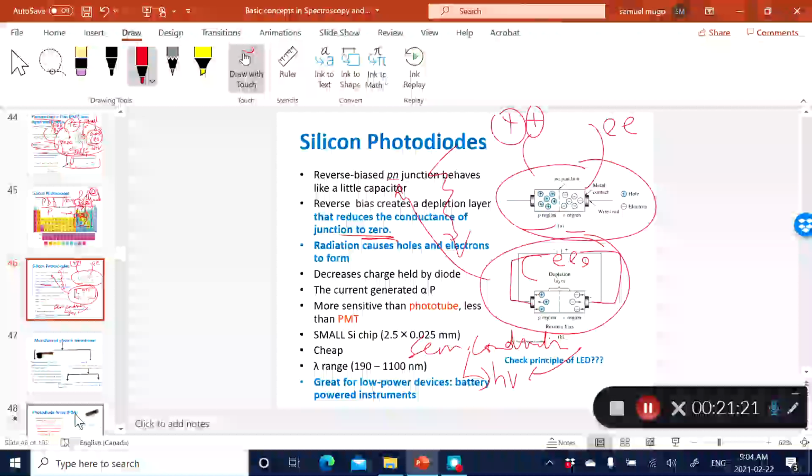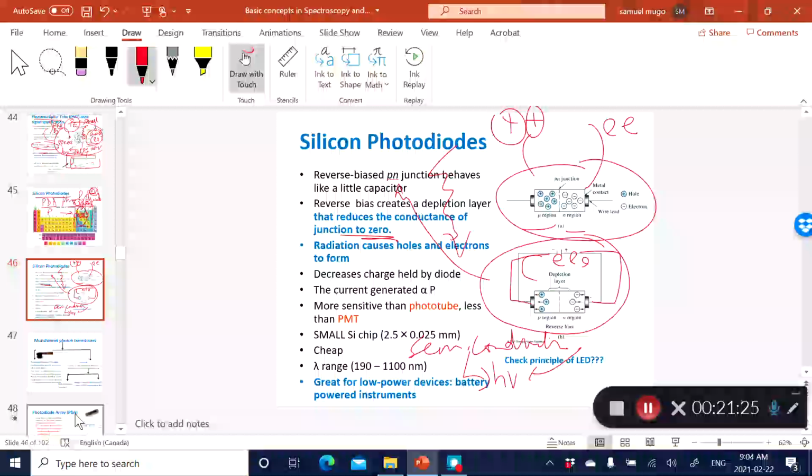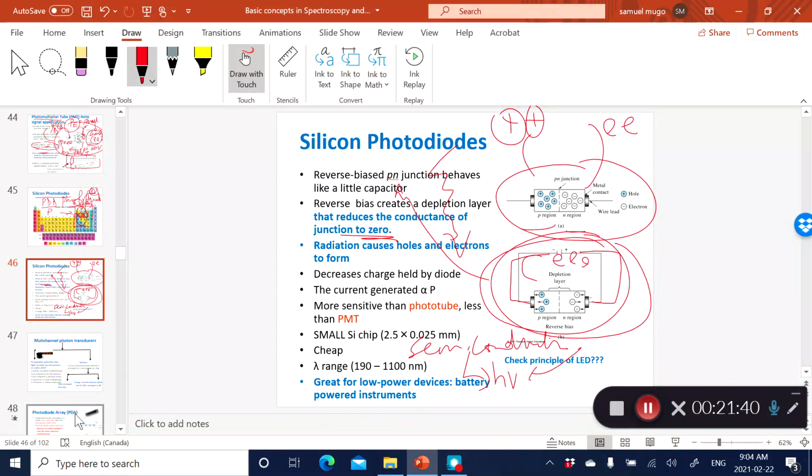And for that reason, there's electricity that is being generated. And so that's what's happening in this case, the promotion of electrons into the conducting band from the valence band. And that causes this capacitor now to generate electricity that you are measuring, and that is going to be your signal.